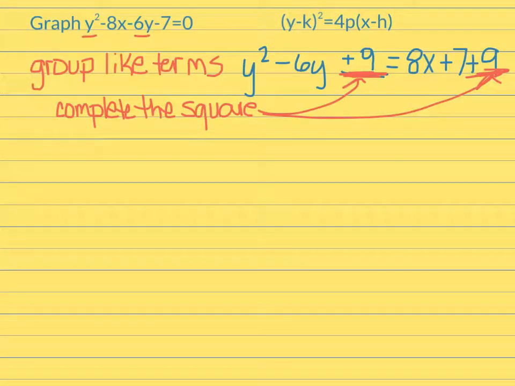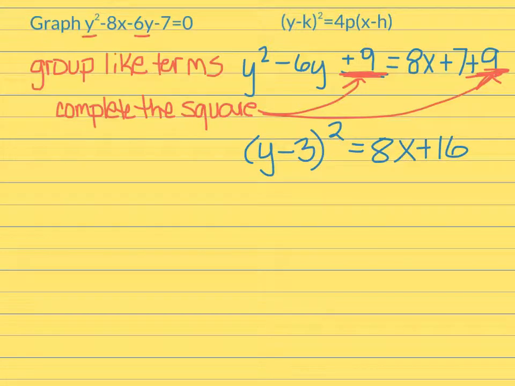After I complete the square, I need to factor and combine like terms. So first I have y minus 3 all squared equals 8x plus 16. And then I need to factor out my 4p.